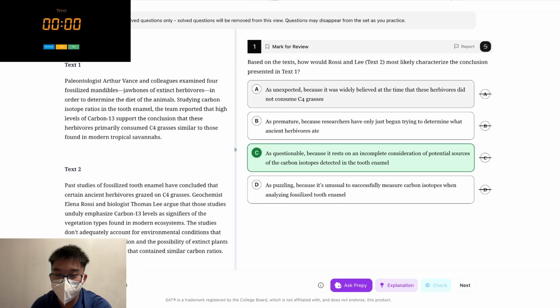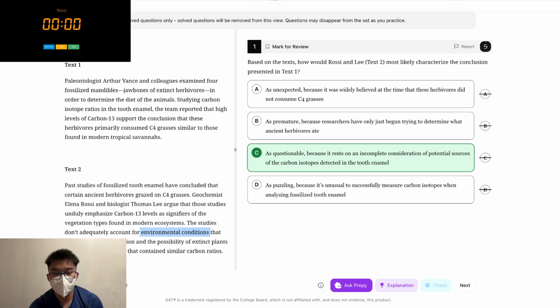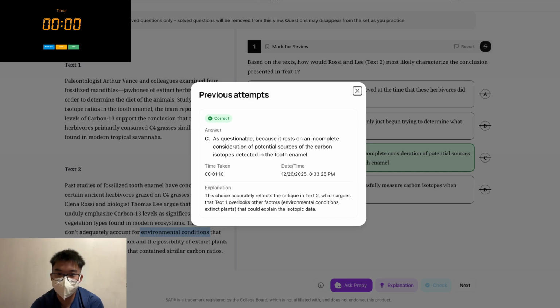But basically, A, B, D. A is incorrect because it doesn't mention it, pretty much. Premature, trying to determine, however that's incorrect. Puzzling measure. It doesn't mention this, so basically, C sounds the best, and it also talked about this really well, I think, but I hesitated a little bit on some of this, which is not good, and that took like 1 minute 10.